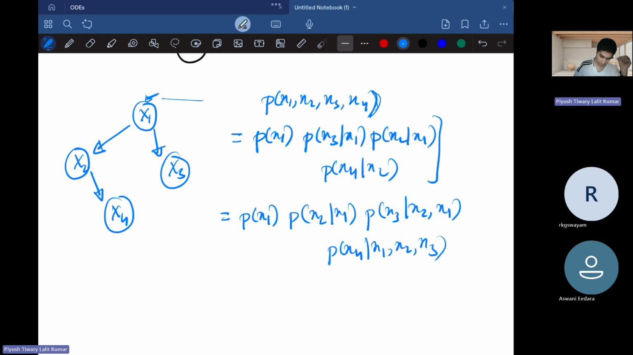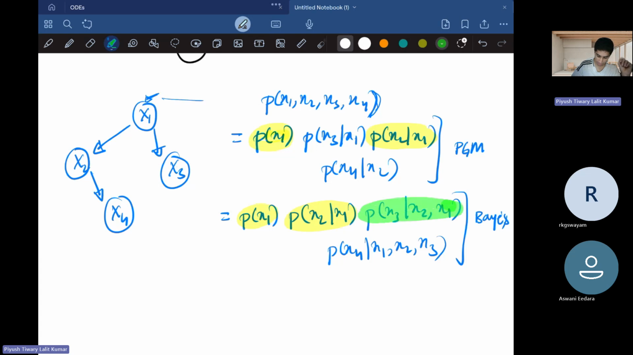Now this is from PGM, right? This we obtained from PGM, and this is from Bayes rule. Now think about it. P of x1, P of x1, both of them are same, no problem. P of x2 given x1 is here also, P of x2 given x1 is here also. It's good. Both of them are same. But now look at this distribution.